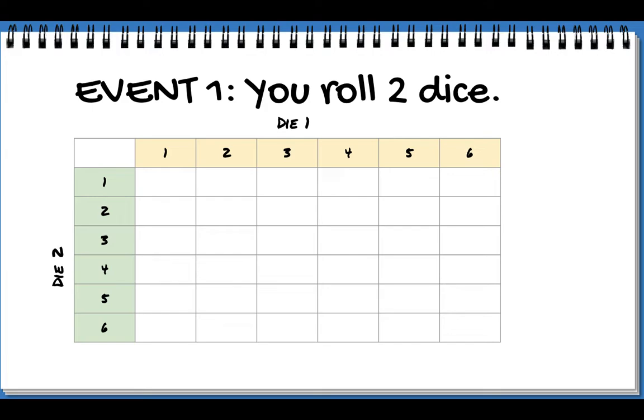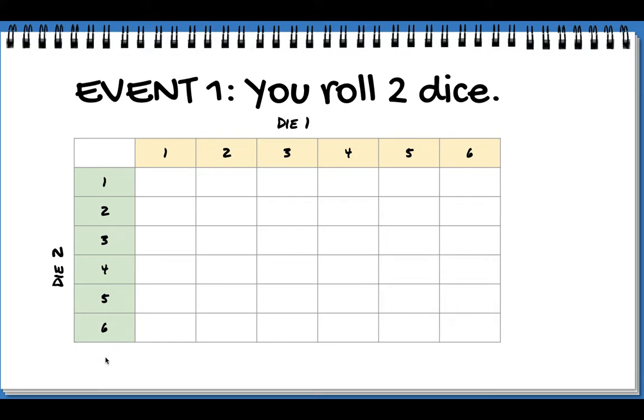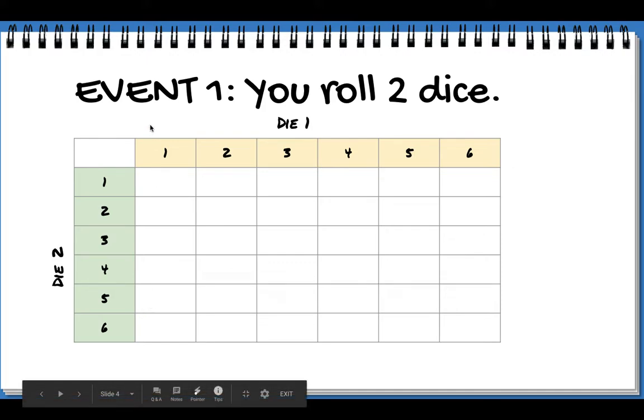Okay, the first event that we're going to look at today is when you throw 2 dice. So you have die 1 listed here, all the possible outcomes, and all the possible outcomes for die 2. So that would be one simple event and one simple event. So when we roll them together, we get 2 numbers. So what are those possible outcomes?